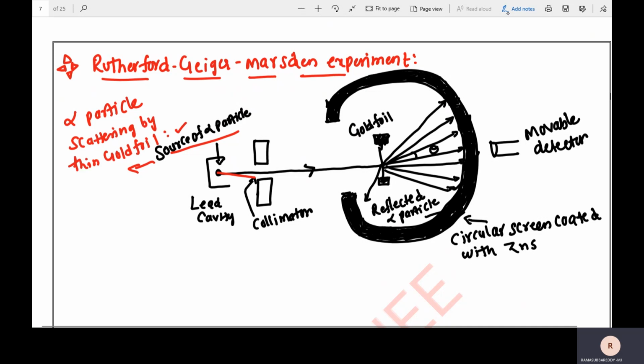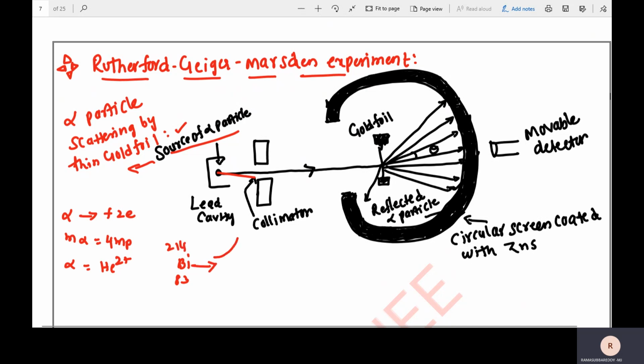Alpha particle scattering by thin gold foil. Here we have to know the source of alpha particles. The charge of an alpha particle is +2e and its mass is 4 times the mass of a proton, and an alpha particle is generally denoted by He2+. We get alpha particles from bismuth-214, atomic number 83.